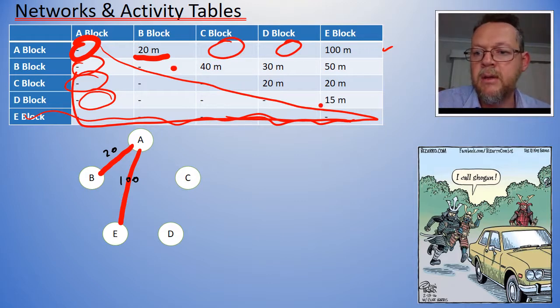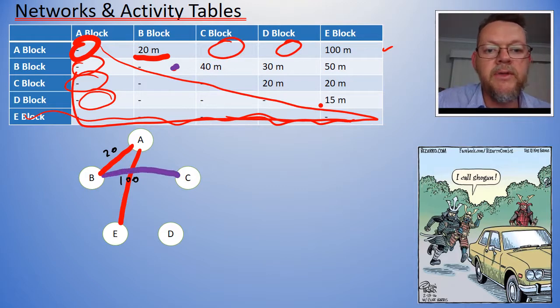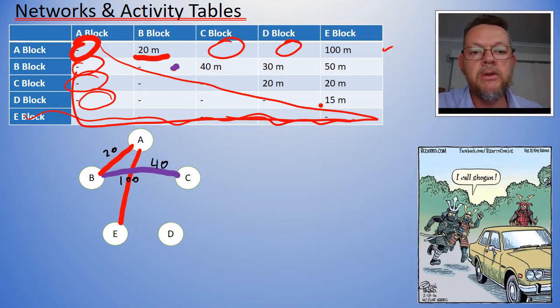So I'm in here. So I'll do this in purple. But I can go from B to C block. So where's B? And I'm going to have to cross over this path. And from B to C block, it tells me it's 40 meters. So I write in 40 meters. I'm just going to write the 40, and that's that one done.